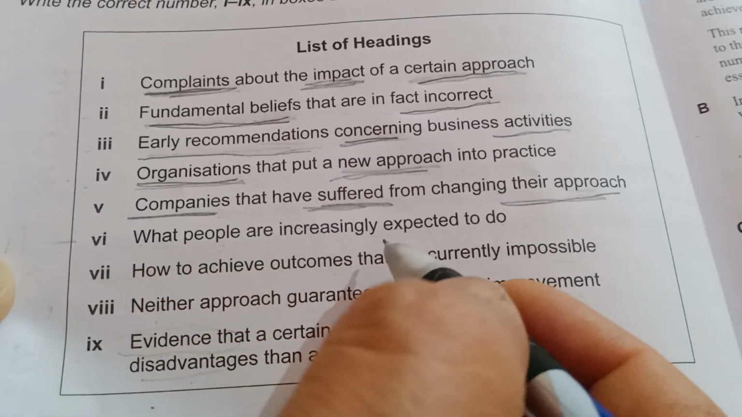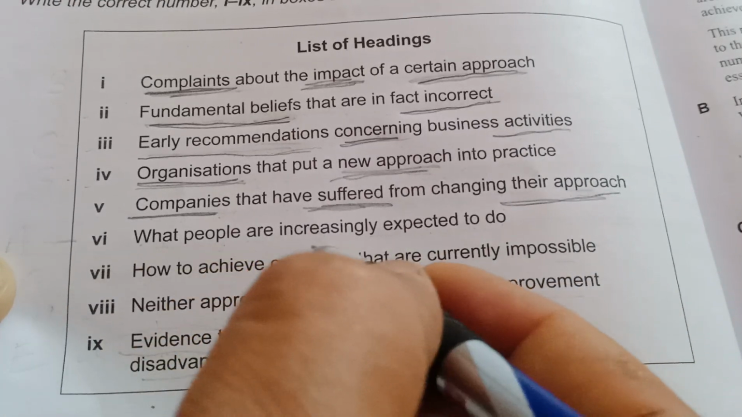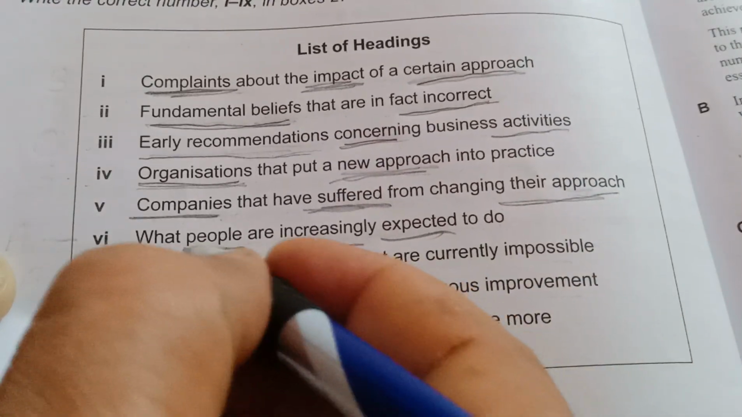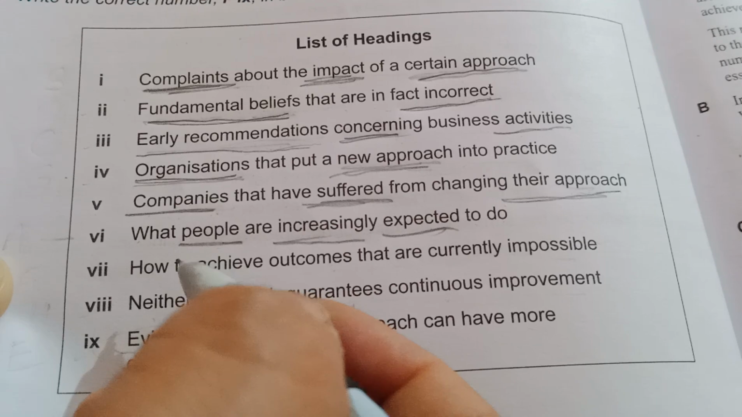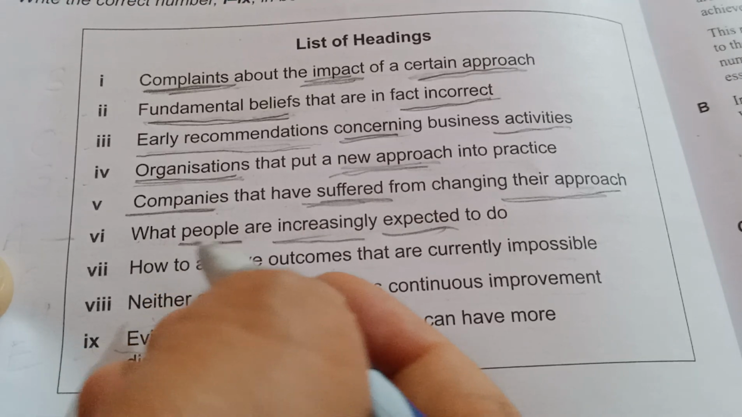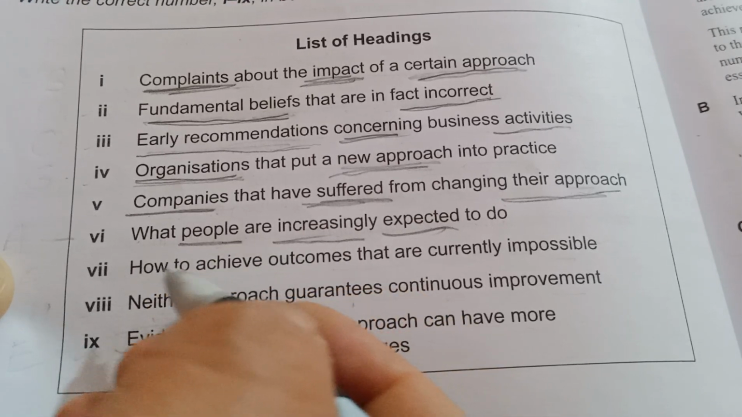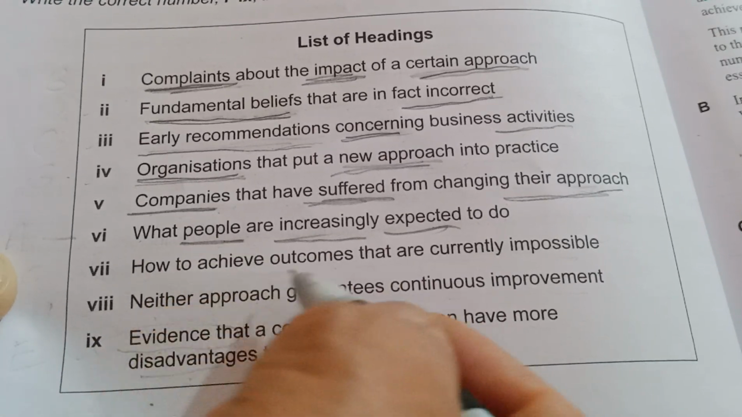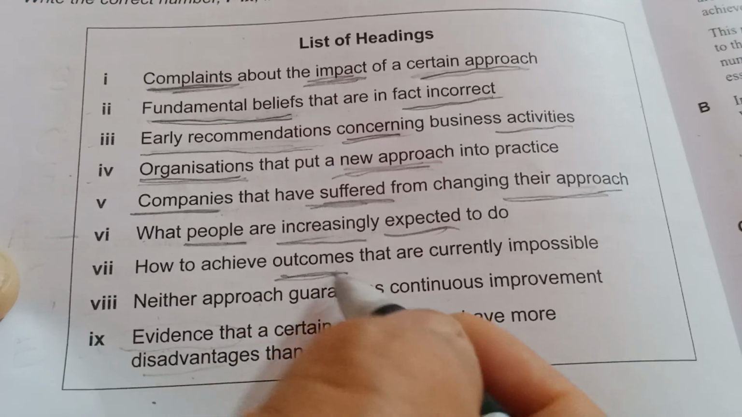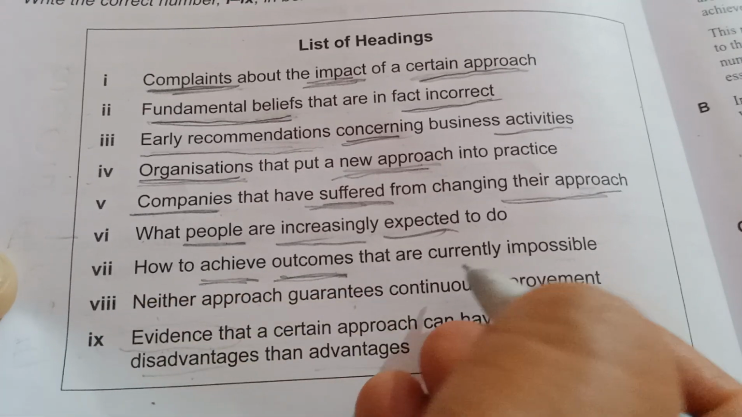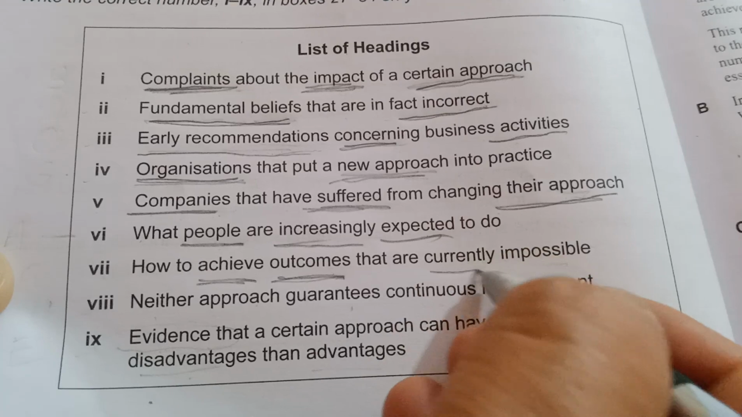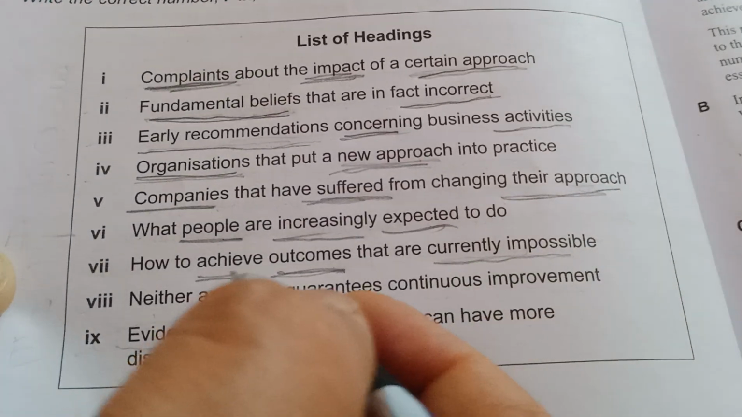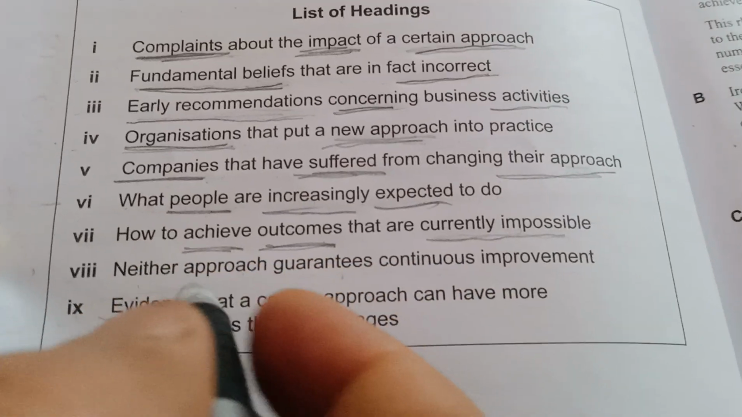What people are increasingly expected to do. So what is hoped from the people? Increasingly expectations, people. What people are expected to do means what they want, or what the organizations want that people should do. How to achieve outcomes. Outcomes mean results that are currently impossible, which are difficult to achieve now. Some results which are difficult to achieve now, their outcomes.